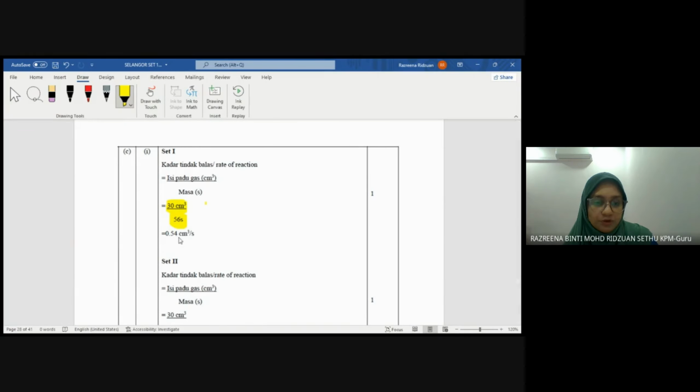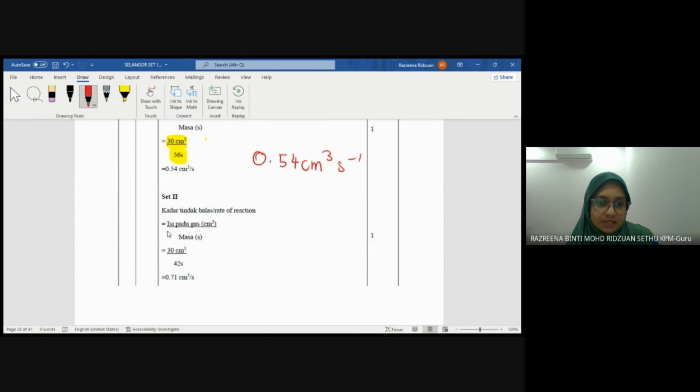So 0.54 cm³ s⁻¹. You can also write 0.54 cm³ s⁻¹, or you can put a slash. All right, set 2 is 30 divided by 42, because it's faster, right? So it's 0.71 cm³ s⁻¹. You can take up to 2 decimal places if it goes longer, 4, 5, and so on.